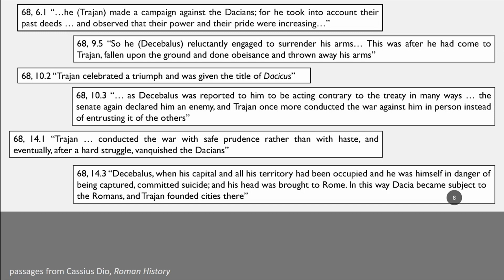Then Trajan celebrates a triumph, obviously, as Decebalus was reported to him to be acting contrary to the treaty in many ways. The Senate again declared him an enemy and Trajan once more conducted the war against him in person instead of entrusting it to others, and so on. So we know quite a few events from the historical records, which can then be matched also with some of the scenes we see on the column.